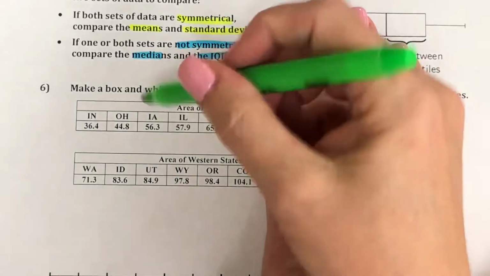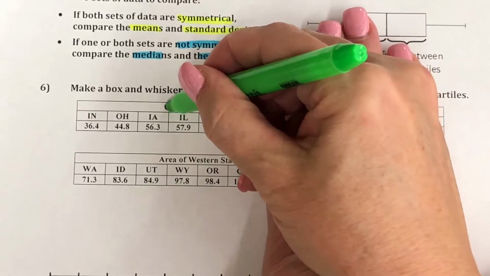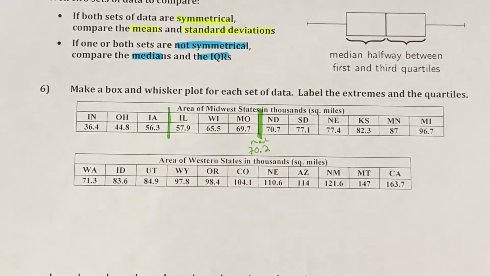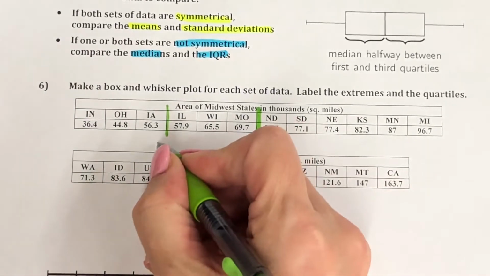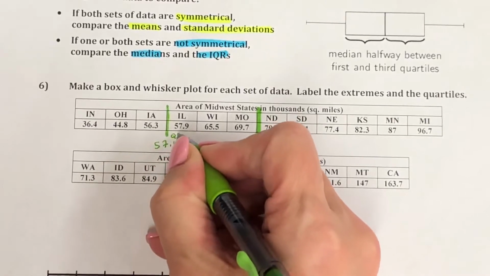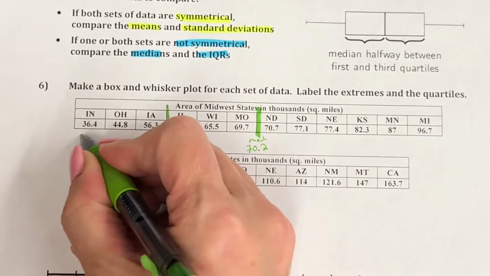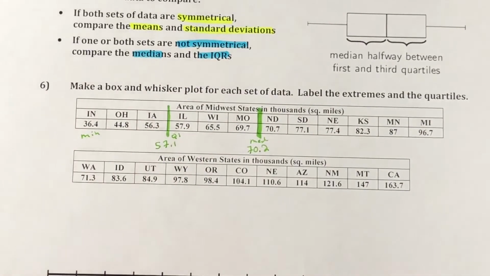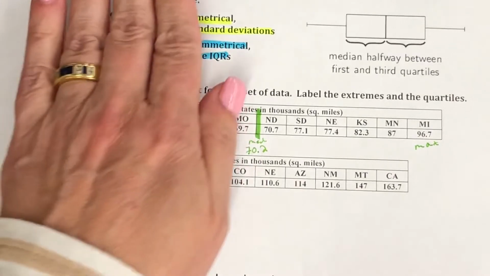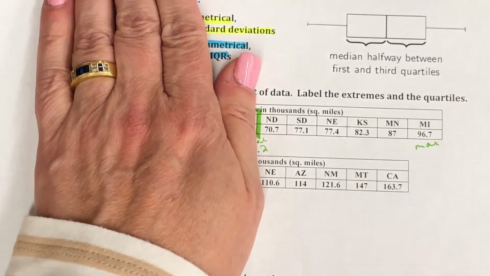So there's 6 on this side, so it's going to be right between Iowa and Illinois. So 56.3 plus 57.9, add those two together and divide by 2, and you're going to get 57.1. That's my Q1. This is my min. This is my max.